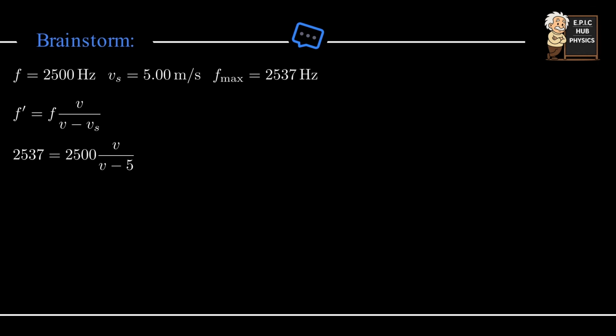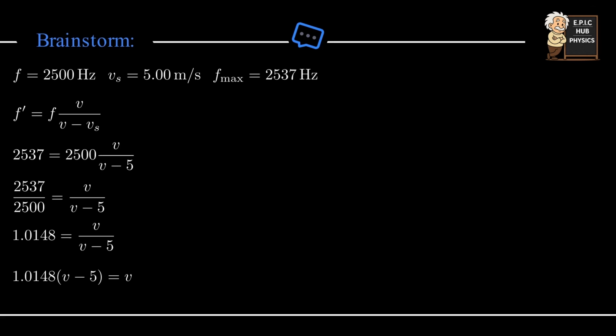To simplify the equation, we divide both sides by 2,500. This gives 2,537 divided by 2,500 equals v divided by v minus 5. Carrying out the division gives approximately 1.0148 equals v divided by v minus 5. Next, we solve this equation for v. We multiply both sides by the denominator, v minus 5, to remove the fraction. This gives 1.0148 multiplied by (v minus 5) equals v.